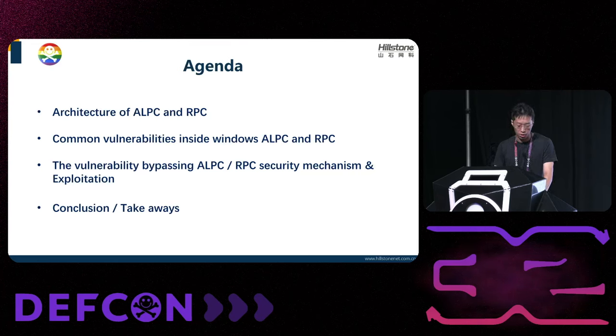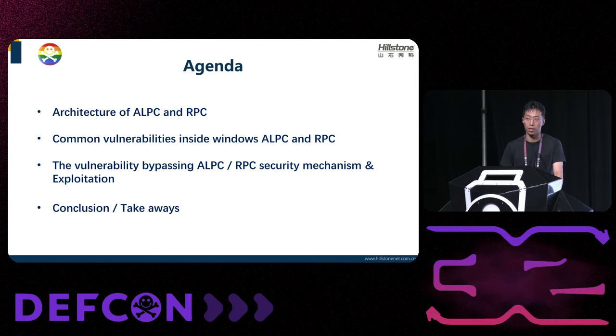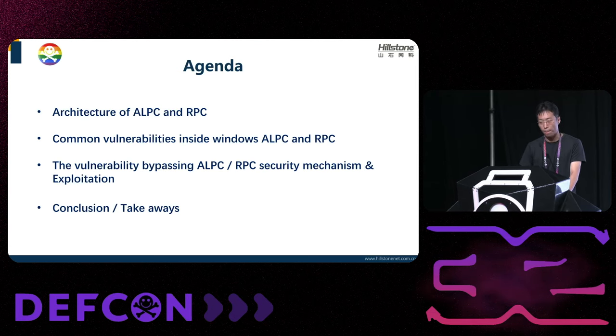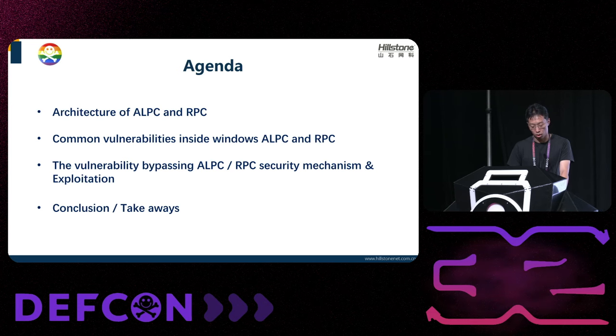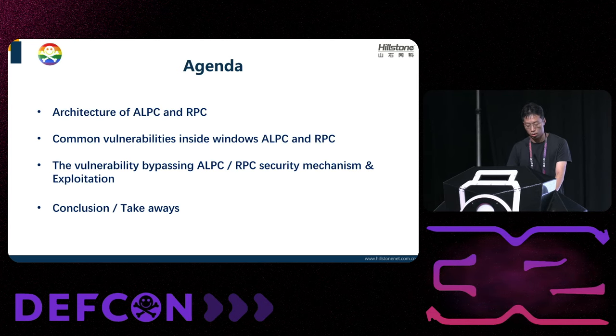Firstly, let's see our agenda today. It mainly consists of four parts. We will introduce the architecture of ALPC and RPC, so we will have a deeper understanding of it, and then look at some common vulnerabilities inside ALPC and RPC. We will study some root causes of the vulnerabilities. Then I will share details of vulnerabilities I found with my team, which can bypass the ALPC-RPC security mechanism. I will show you step by step how to use this small security flaw to bypass security mitigations like ASLR, DEP, XFG, and finally get a system shell. You won't get it from anywhere else. And then I will make a conclusion.